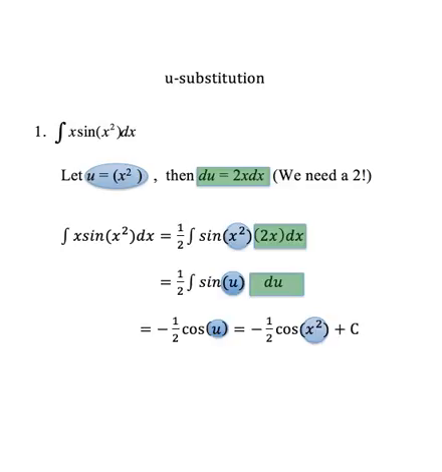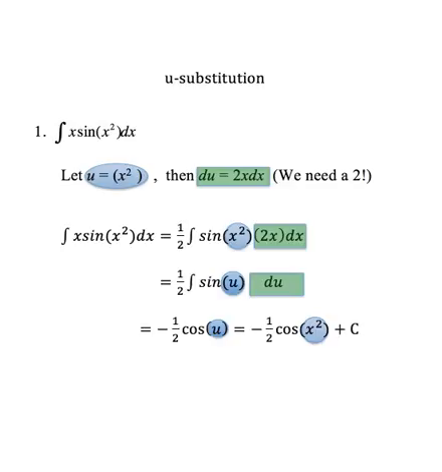We're going to let u equal x squared, then du is equal to 2x dx, and we certainly need a 2 in this problem. So the integral of x sine of x squared dx is equal to 1/2 the integral of sine of x squared 2x dx, where we put that 2 inside of the integral and 1/2 on the outside.